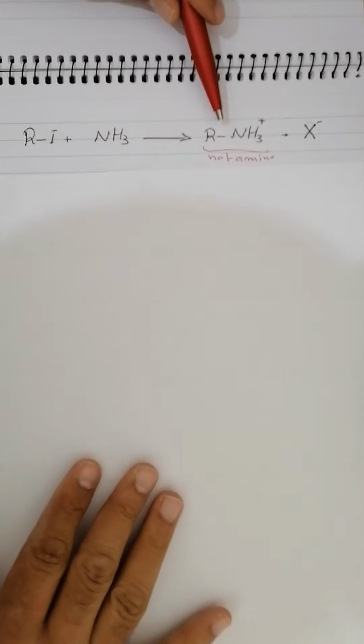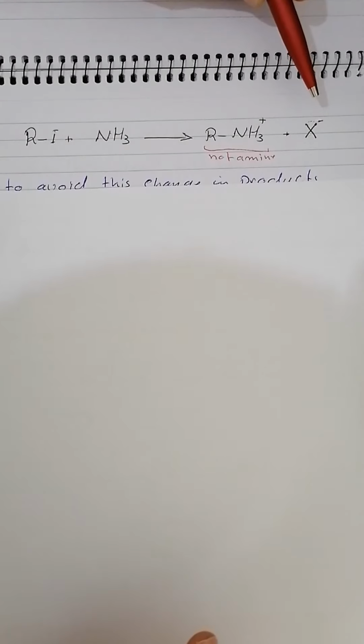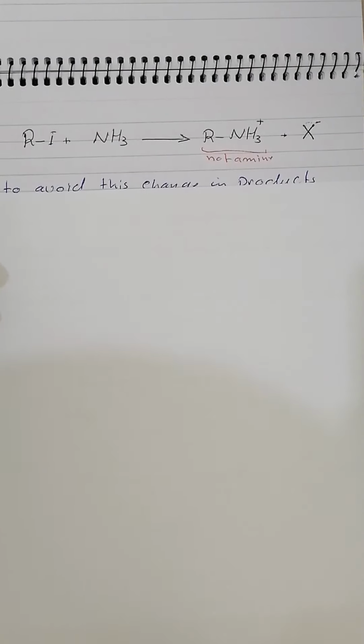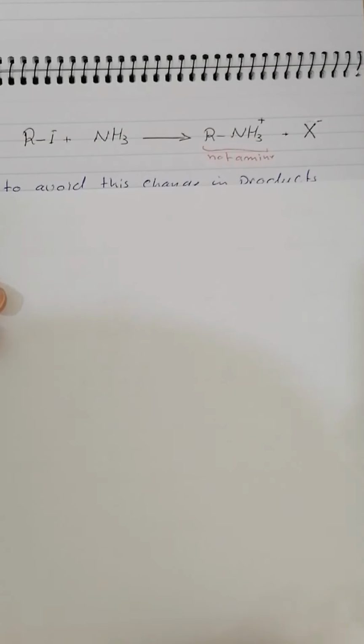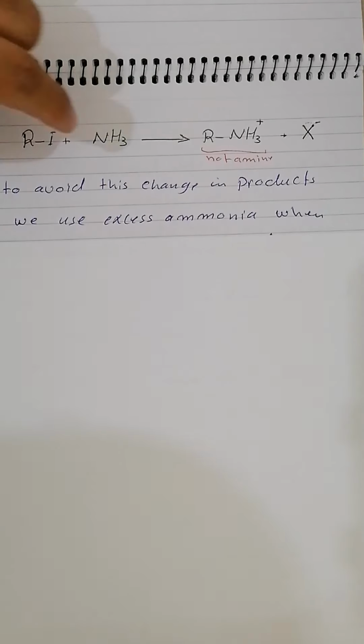Halogenoalkane with ammonia will give me a completely different product. It's not amine, okay? It's a positive cation and a negative halide. Now I lost my amine, I wasted my product. So to avoid this change in product, we use excess ammonia. Why do we use excess ammonia? This ammonia should be in excess, okay?